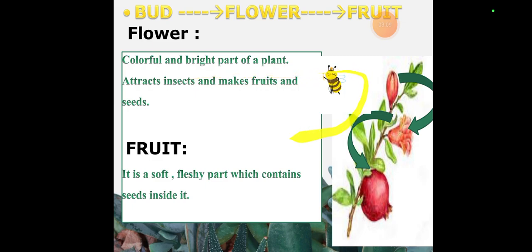A colorful and bright part of a plant attracts insects and makes fruits and seeds. What is a fruit? It's a soft, fleshy part which contains seeds inside it that are used for reproduction of a new plant. A fruit is soft, we eat it, and it's very delicious. So first it's a bud, then a flower, and then a fruit.